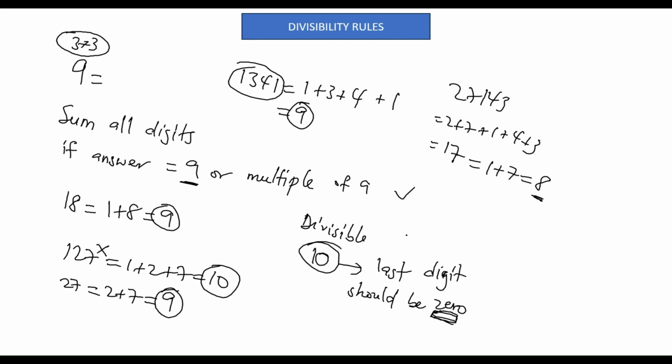If 0 doesn't end the number, it's not divisible. 50 ends with 0, so it's divisible by 10. 27 is not ending with 0, so it's not divisible by 10. Yeah, that's how to check for divisibility by 10. For 10, it's very simple. Just check if the number ends with 0 or not.